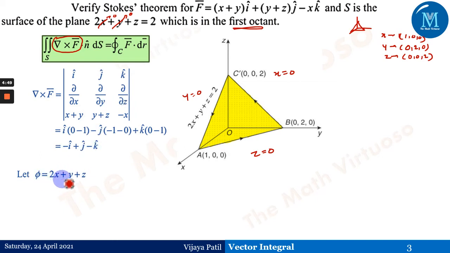Phi is equal to 2x plus y plus z, because this is the plane that has been given to us. Let us call that phi. So 2x plus y plus z is phi, and that means we are going to get n cap. So what is n cap?